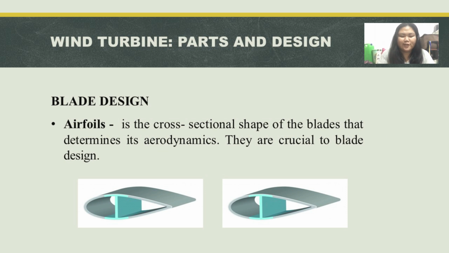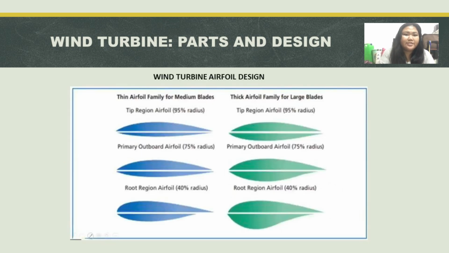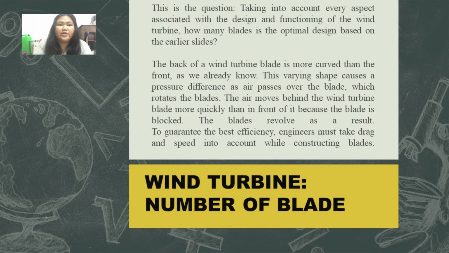Airfoils are the cross-sectional shape of the blade that determines its aerodynamics. They are key to blade design. The airfoil design allows the blade tips of a wind turbine to move faster than the wind is moving, thus generating more power and higher efficiencies. This is the question: taking into account every aspect associated with the design and functioning of the wind turbine, how many blades is the optimal design based on the earlier slides?